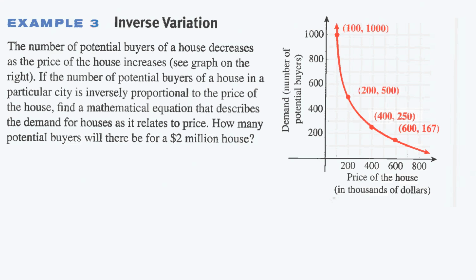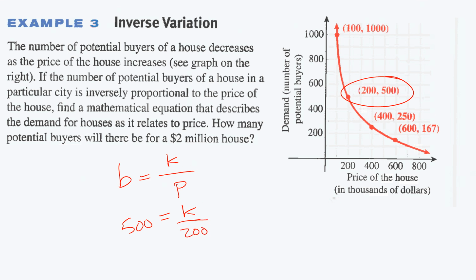So an example here is, as the price of a house goes up, the number of people that want to buy it would go down. So in this case, if they are inversely related, if the number of potential buyers, so we're going to say buyers equals k, and this time it's inversely proportional, k over the price. So let's pick a match here. I'm going to pick this one right here. So the number of buyers is 500, and the price is $200,000. And so we're going to multiply both sides by 200.